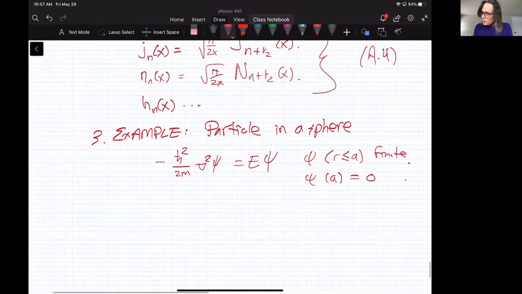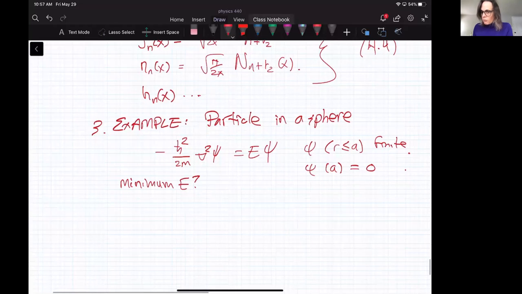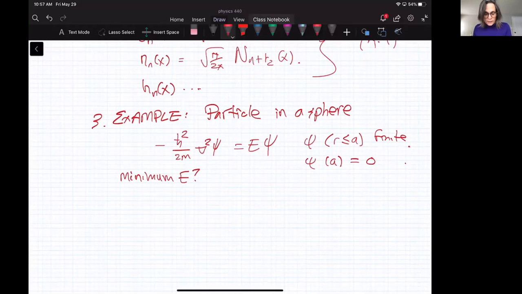And we already know what the answer is, or if we don't, we can look it up, because you've seen this before. So what we want to find is, what is the minimum energy for a particle that's located somewhere in this sphere?